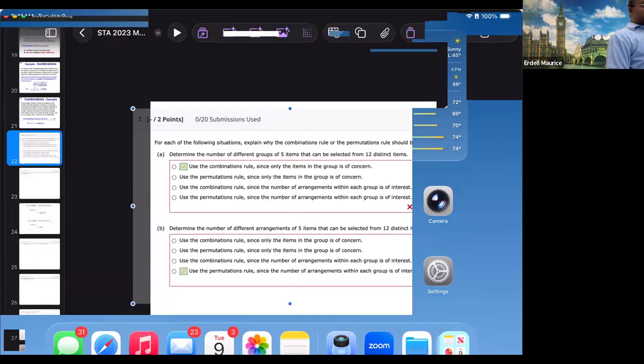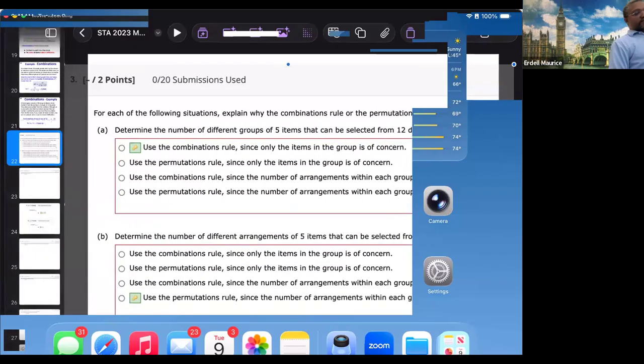For each of the following situations, explain why the combination rule or the permutation rule should be used. Determine the number of different groups of 5 items that can be selected from 12 distinct items. Does the order in which the people are selected for the groups matter? No, it does not, correct? So therefore, this is going to be a combination. We use the combination rule since the items in the group is the only thing that's concerned. It's not the order in which they are placed in there.